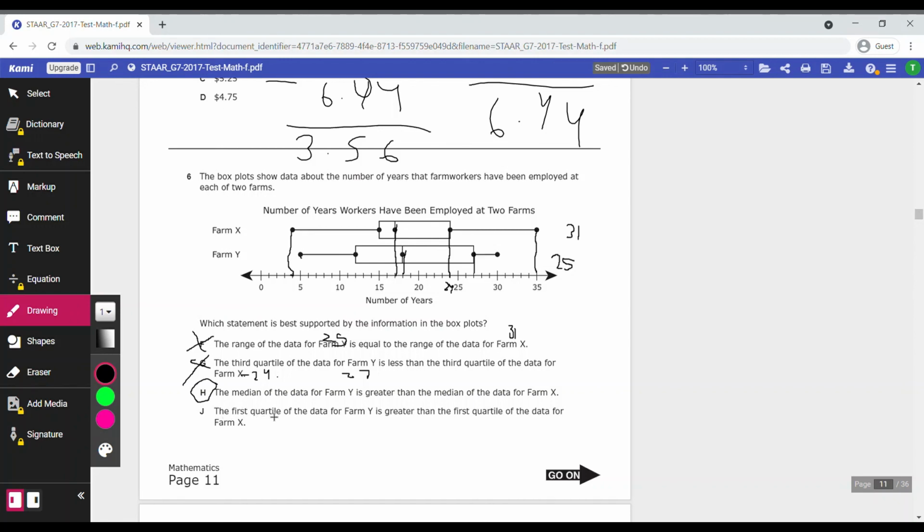The first quartile of the data for farm Y is greater than the first quartile of the data for farm X. So the first quartile of the data is 11 and 12. 12 is not greater than 15, so it's not J. So we know for sure our answer is H.